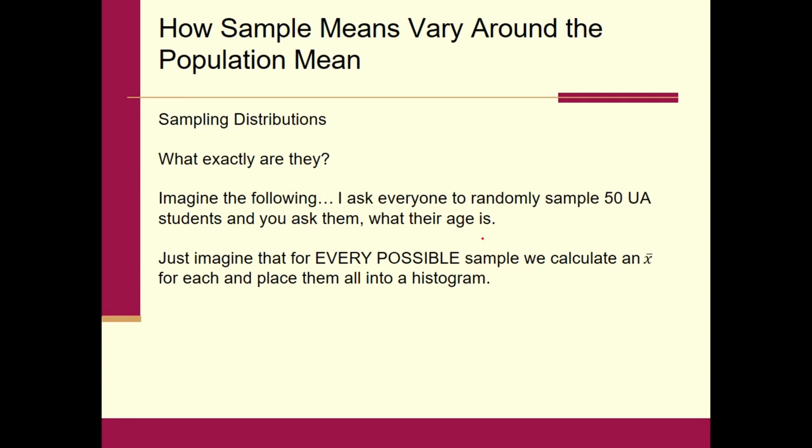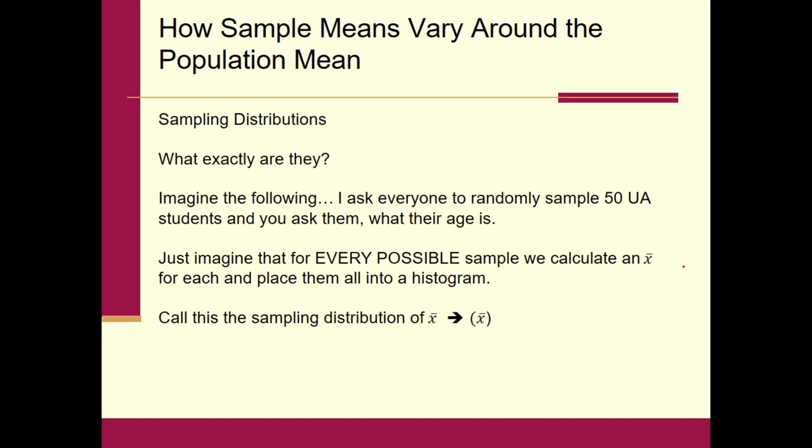So just imagine that we are going to ask 50 students on campus over and over again and collect every possible sample that we could possibly get and calculate an x-bar for each one of them. That's what you have to imagine here. So for every possible sample, we calculate an x-bar for each and place them into a histogram. Once you do that, we can call that the sampling distribution of x-bar.